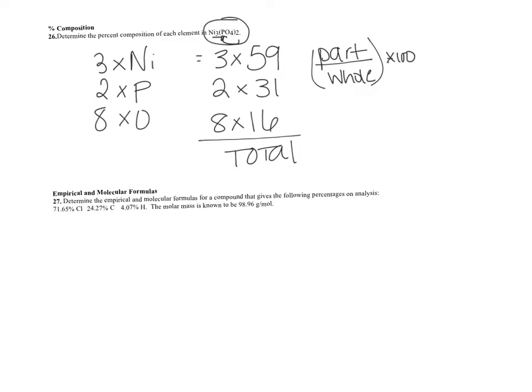Okay? So part over whole times 100. When I say part, you do have to make sure you're counting how many they have. So make sure you're counting for 3 nickels and 2 phosphoruses and 8 oxygen.